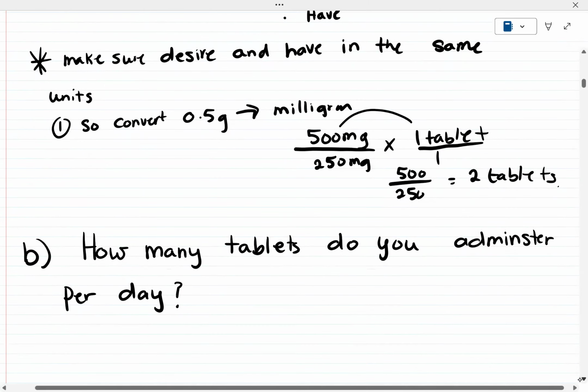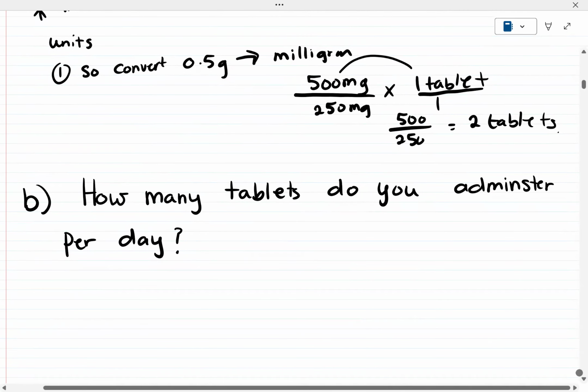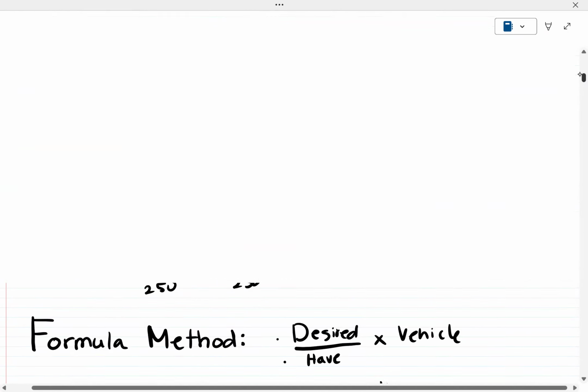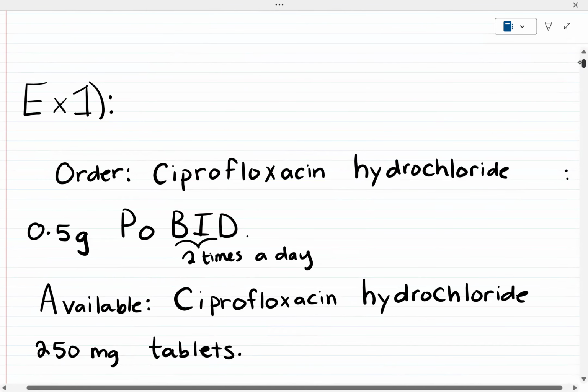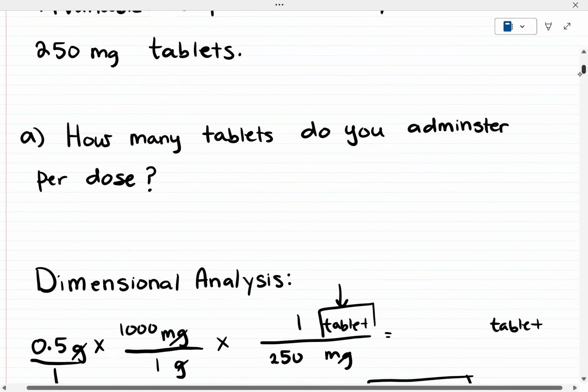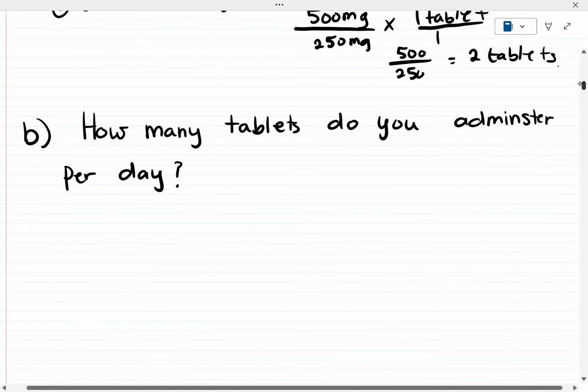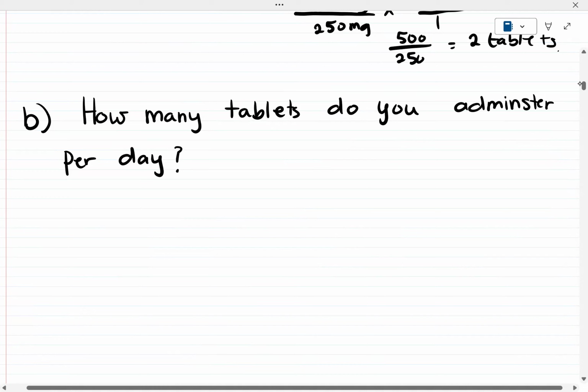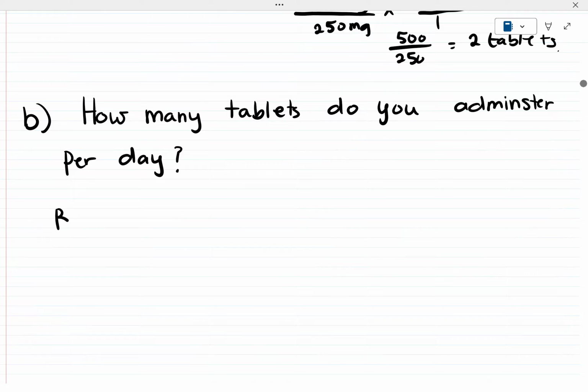Part B says, how many tablets do you administer per day? Okay, that's a good question. Our dosage is 2 tablets, but how many tablets do we administer per day? If you go up, it was originally BID, 2 times a day. So in your notes, if you see BID, it just means 2 times a day.